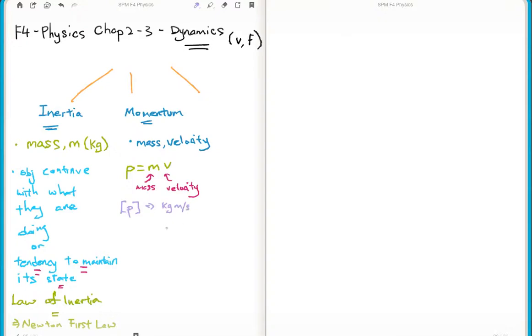So what is momentum? For you to better understand it, momentum is actually the object's resistance. It's the resistance of an object to a change.